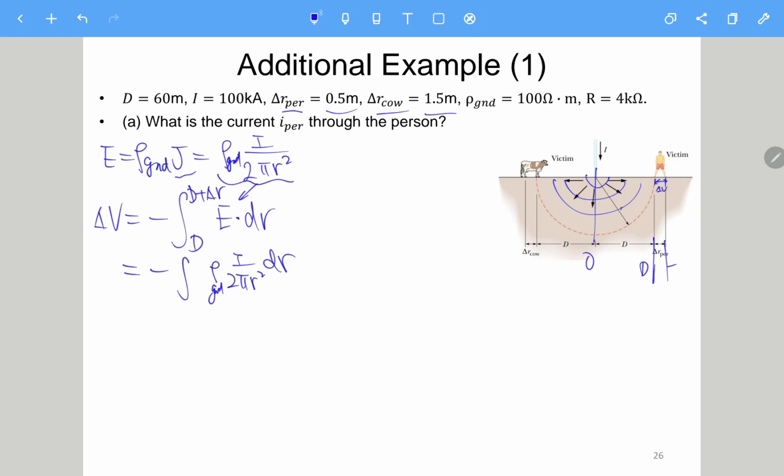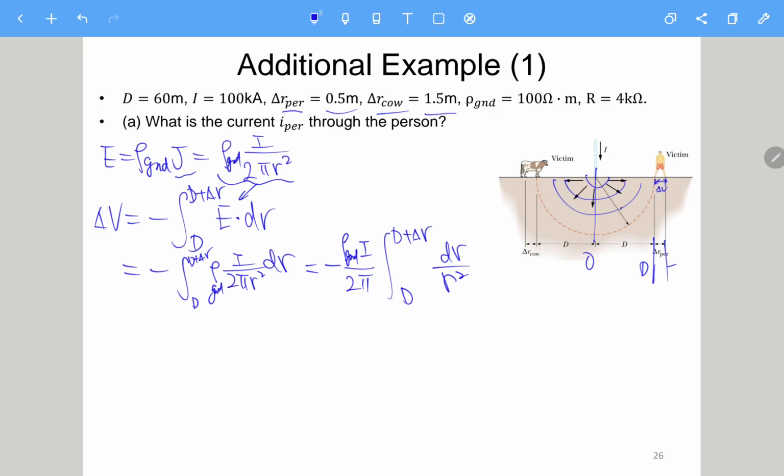Rho ground. Okay, most of the terms are constant, so we can just pull them out. So rho ground I over 2 pi, and then we integrate from D to D plus delta R, and we have dr over r squared.